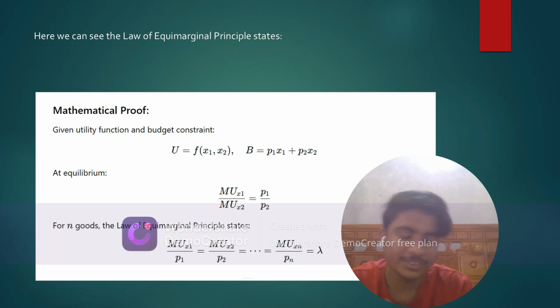Here are some important keywords. Consumers aim to maximize utility within their budget constraints. Indifference curves and MRS are essential tools for understanding consumers' preferences and choices. The equilibrium condition guides consumers in making optimal purchasing decisions.